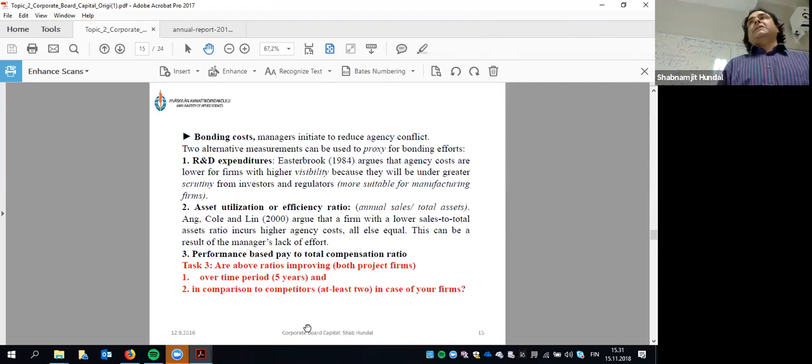These are just some proxies of bonding cost. You can use the R&D ratio or asset utilization ratio, or a third one, which is very common, the performance-based pay to the total pay.